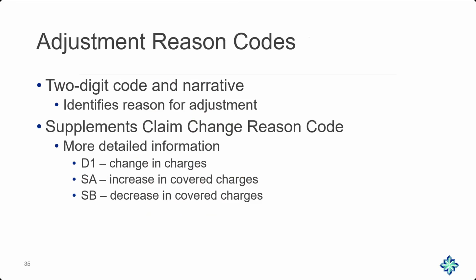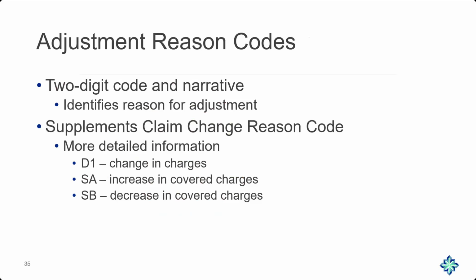What is the adjustment reason code? The adjustment reason code is a 2-digit code, and it identifies the reason for performing an adjustment. The adjustment reason code supplements the claim change reason code, so it gives the system more detailed information.